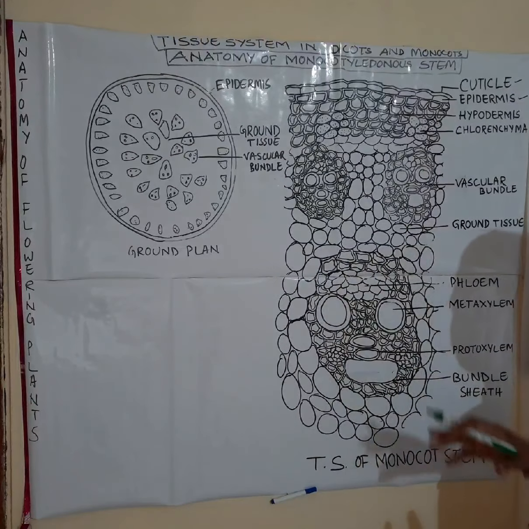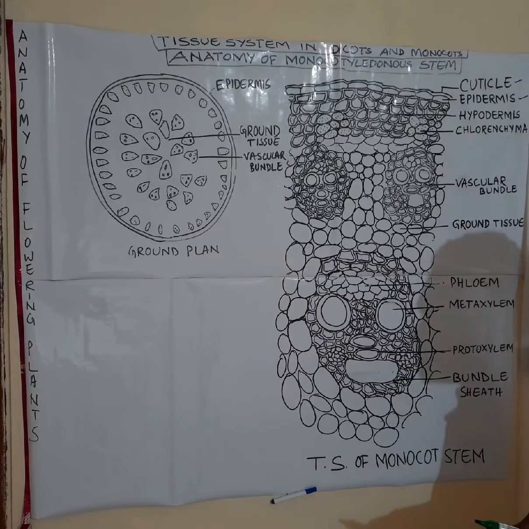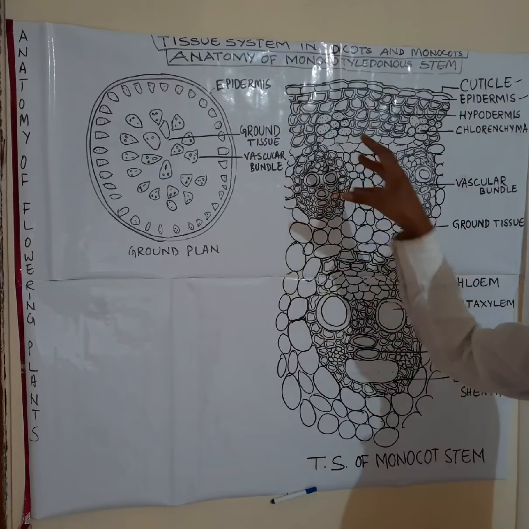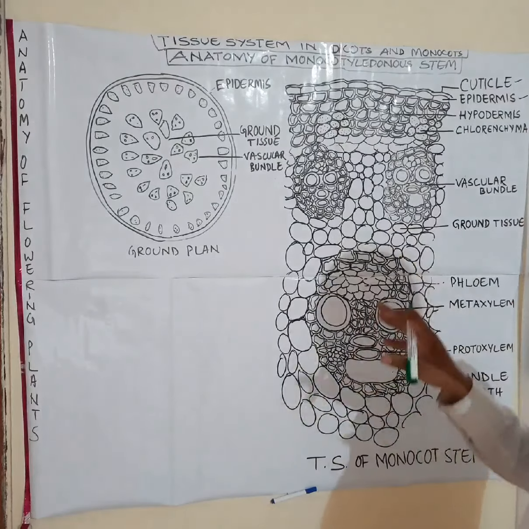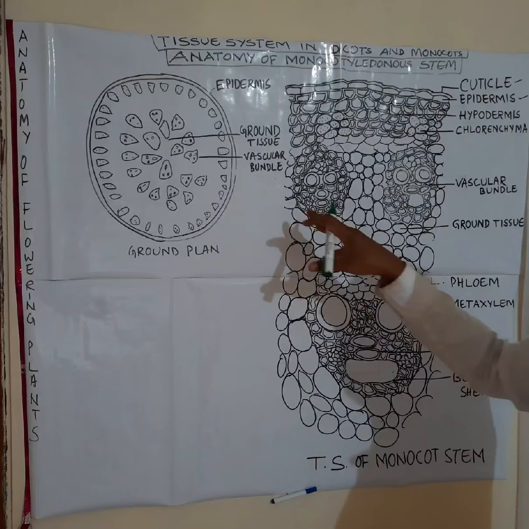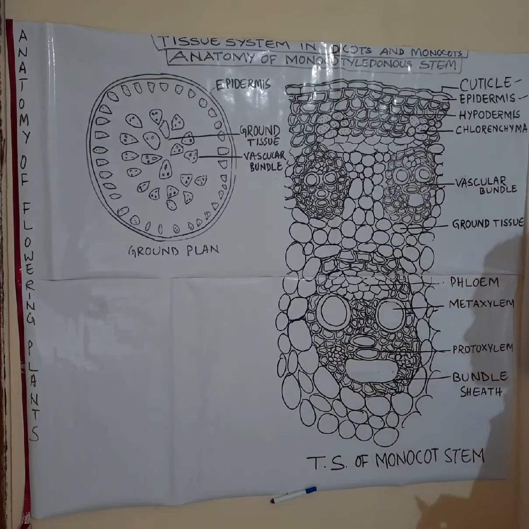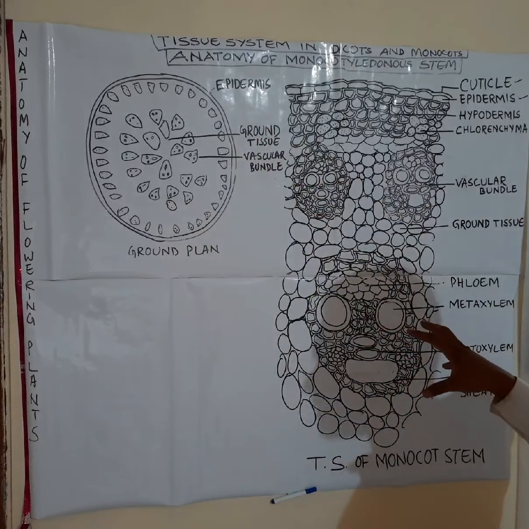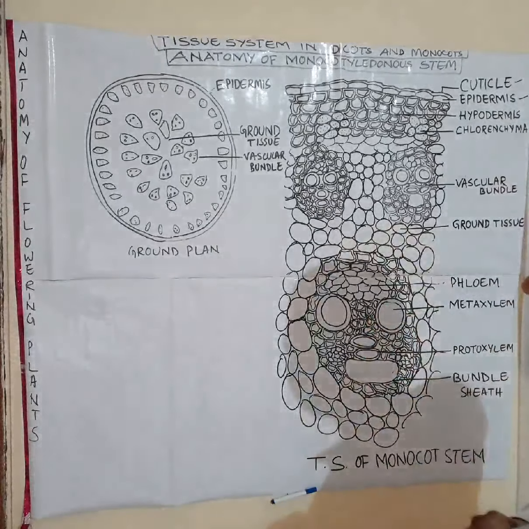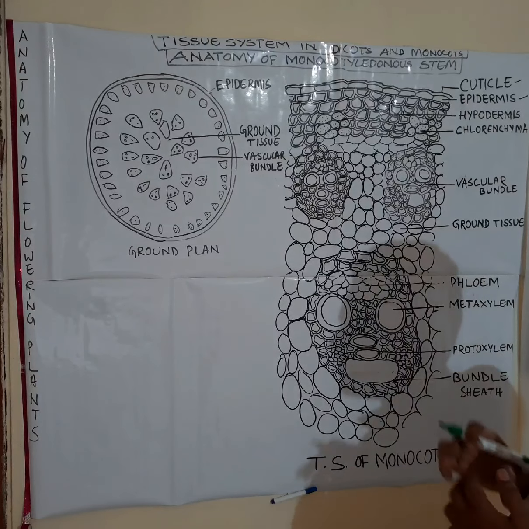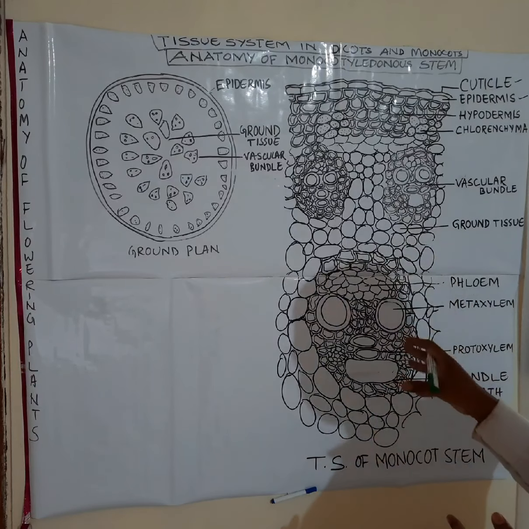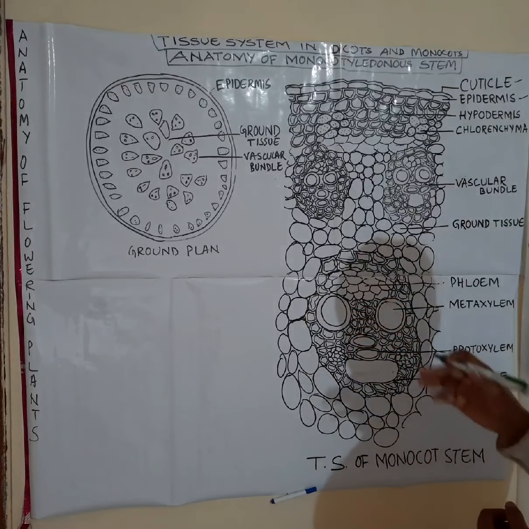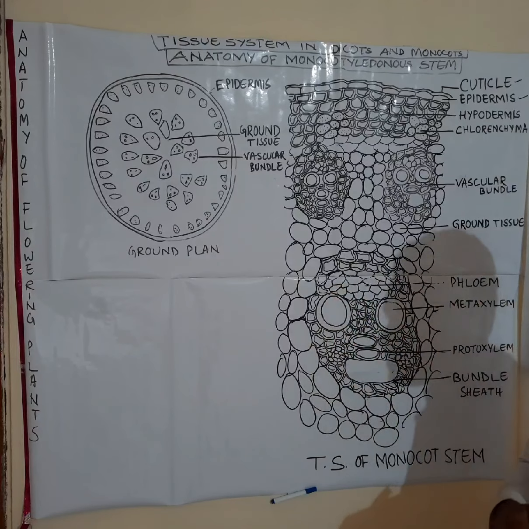Then what about the vascular bundles? These vascular bundles are not arranged in a ring, but they are scattered. The scattered arrangement of vascular bundles is the characteristic feature of the monocot. Here is a vascular bundle, here is one and another one. But the vascular bundles found towards the inner part, the central region, are larger in size. The vascular bundles are surrounded by sclerenchymatous cells having no intercellular spaces.